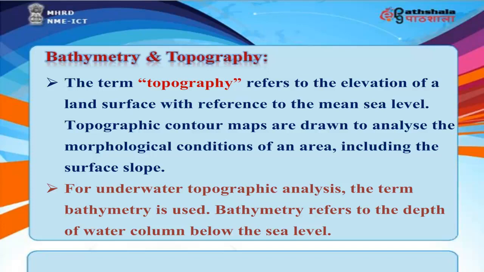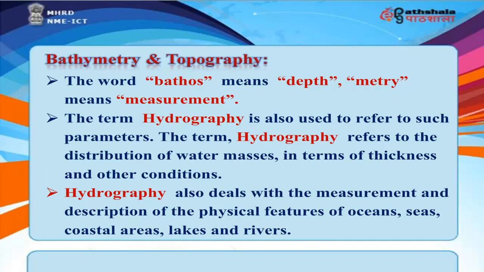Bathymetry and topography. The term topography refers to the elevation of a land surface with reference to the mean sea level. Topographic contour maps are drawn to analyze the morphological conditions of an area, including the surface slope. For underwater topographic analysis, the term bathymetry is used. Bathymetry refers to the depth of water column below the sea level. The word bathos means depth. Metry means measurement. The term hydrography is also used to refer to such parameters.